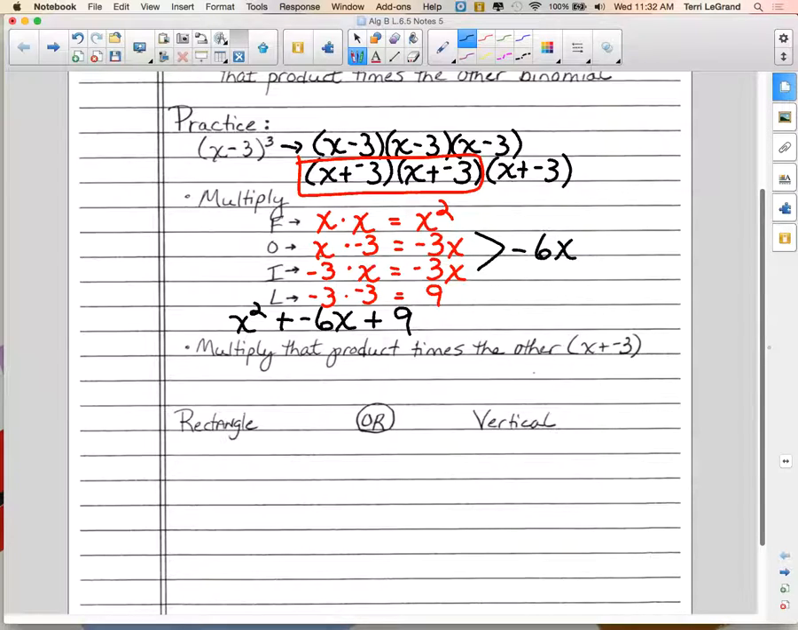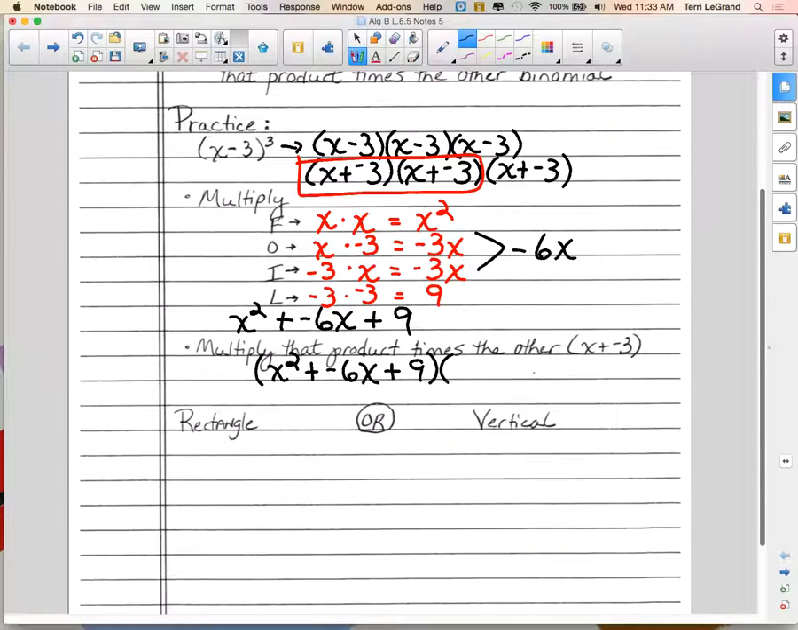So can we use FOIL now? We're going to move to our next multiplication. No, as soon as we see a trinomial, FOIL's out the window, isn't it? We cannot use it. So we're going to multiply that product, our x squared, put it in parentheses because it's a polynomial. It's the product of our first 2 binomials.